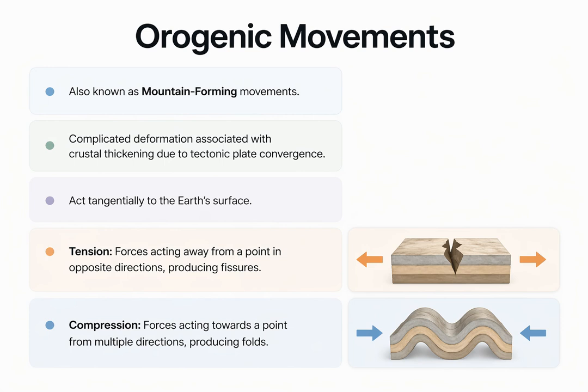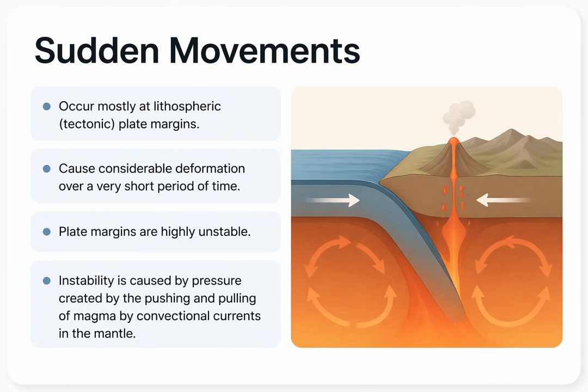up mountain ranges. While diastrophism takes thousands of years, sudden movements happen in the blink of an eye, geologically speaking. These violent events occur almost exclusively at the margins of lithospheric plates. Because they release massive amounts of energy, they cause considerable deformation over a very short period. These plate boundaries are highly unstable zones. The root cause of this instability is the immense pressure created deep below, as the convectional currents in the mantle constantly push and pull the magma against the crust above.